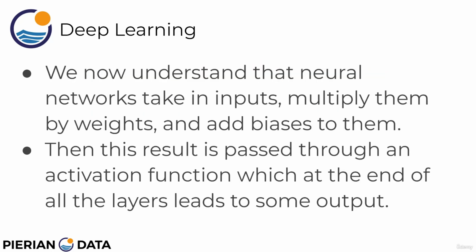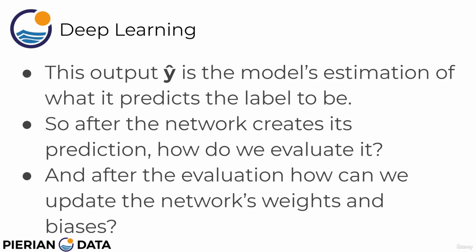So we already understand that neural networks take in inputs in that first layer, then they multiply them by weights and then add biases to them, and then maybe that gets passed on through an activation function like the sigmoid function or the rectified linear unit, and then that ends up going into another layer, and then you add another set of weights and biases, and so on, all the way to that last output layer. That last output layer, we can maybe refer to as y hat. That's essentially the model's estimation of what it predicts the label to be.